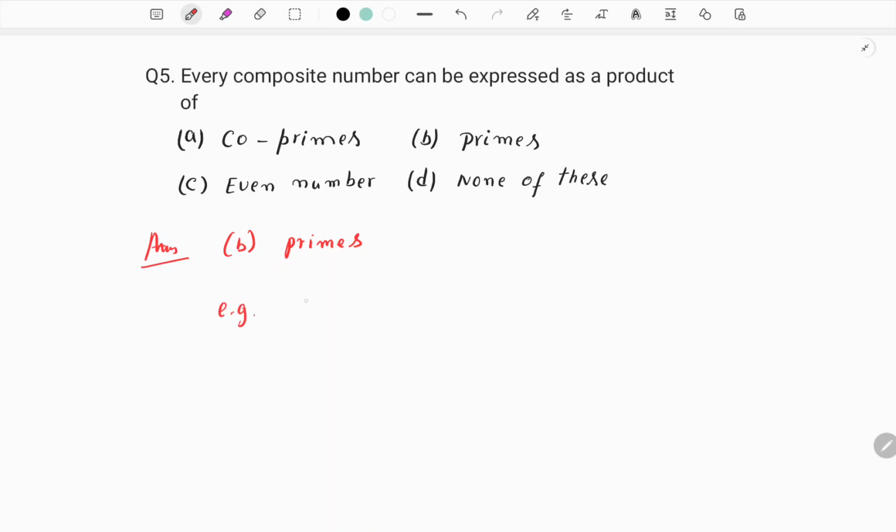Let us take one composite number, let's say 12. So 12, here we can write as 2 into 6 is 12, then 2 into 3 is 6. So this one can be written as 2 into 2 into 3, or 2 square into 3. As we can see from here, 2 and 3 are prime numbers. So therefore, the correct option is B, primes.